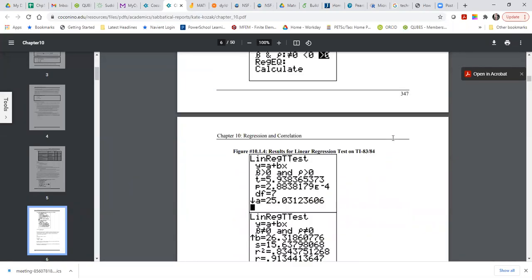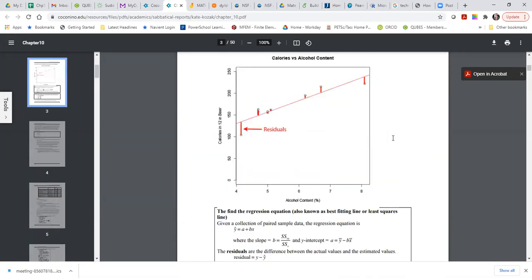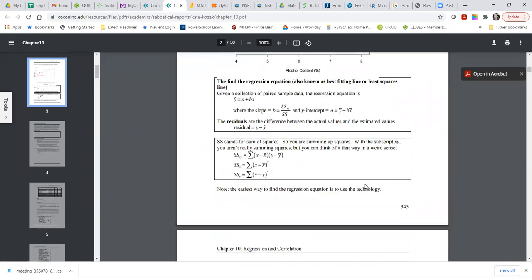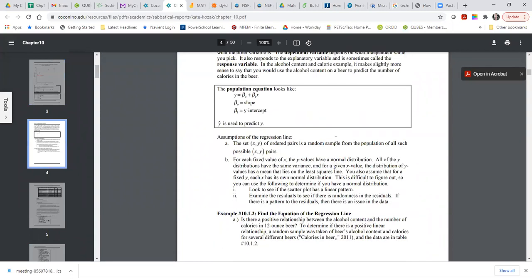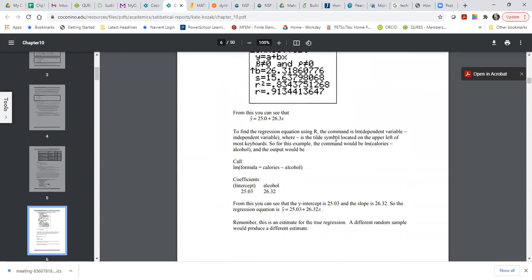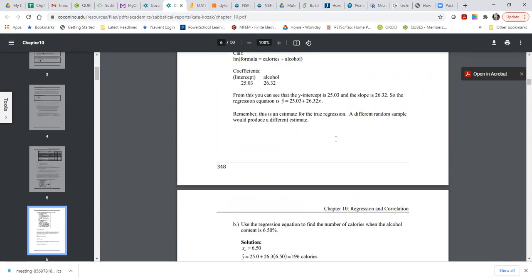Yeah, so the first section here is talking about how to find the regression equation, okay, using this formula. And to find it, you can use the calculator, or you can use the R program, and also I will show you later how to use Excel. Okay.